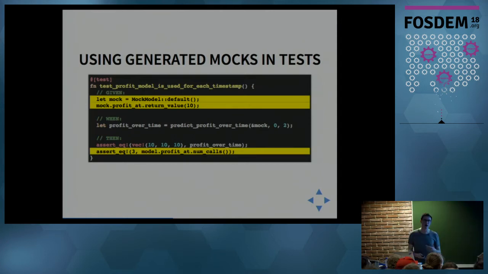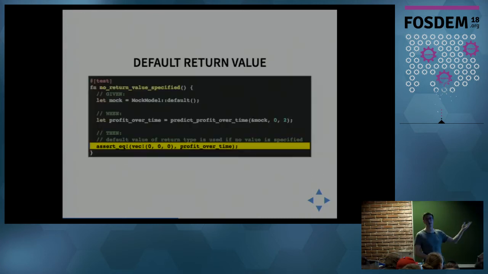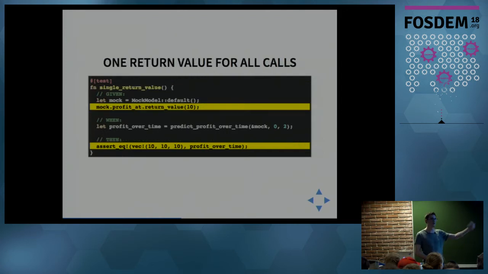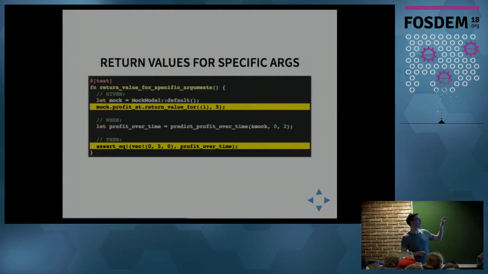And there's various ways you can set mock behavior. If you don't specify anything, it just uses the default value of the return type. We can set a single return value for all calls like we did before. We can set a sequence of return values like 1, 5, 10. We can set return values for specific arguments. So we can say for timestamp 1, return this. Otherwise, do some other default behavior, in this case, return 0. And we can even use arbitrary functions as well, or closures.